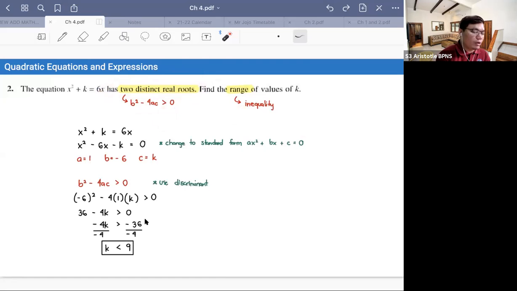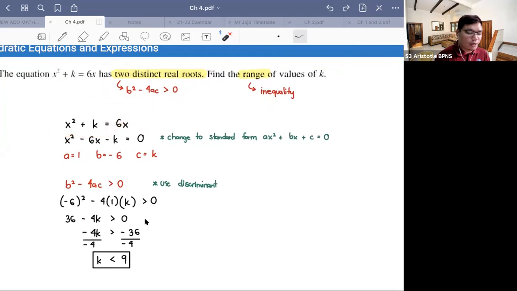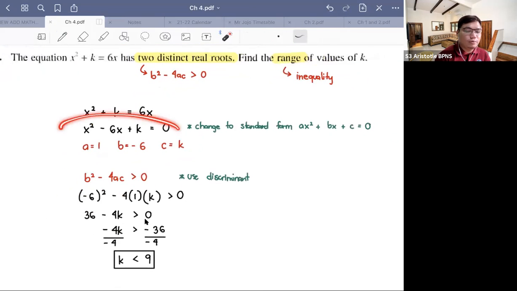All right, so for number 2, we're given this quadratic equation. You need to change this first to the standard form. Okay, so this is the standard form. I'm writing my steps here so you guys are guided properly. So what did I do here? Basically, I transpose 6x to the left side. I got negative 6x, and this is supposed to be positive k, not negative k. So that's equal to 0.